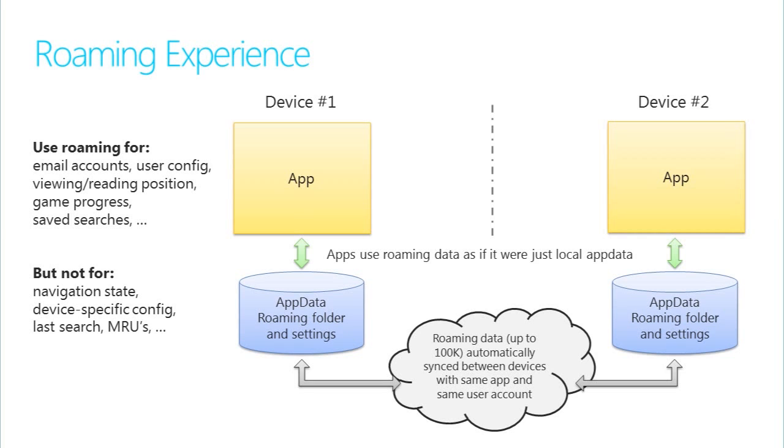On the other hand, navigation state, the last used search, most recently opened files or other such lists, and any settings that are specific to the device, its hardware characteristics, and its file system should not be roamed because they won't mean anything on the other device. Similarly, there's no need to roam data that was acquired from an online source because it would have to be downloaded one way or the other and could otherwise risk exceeding the 100K limit.